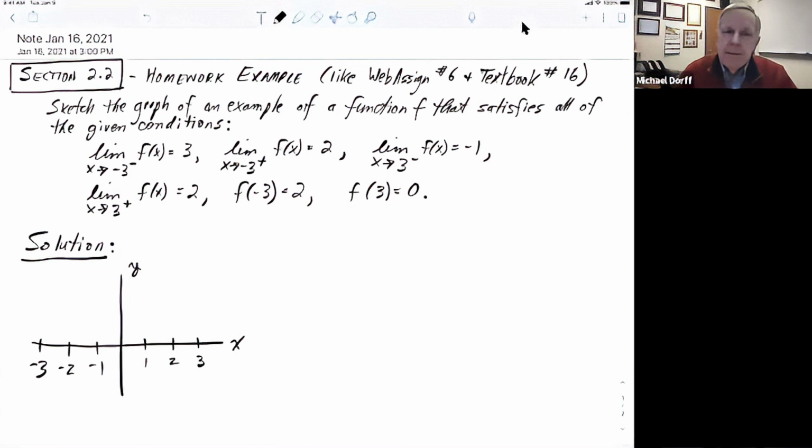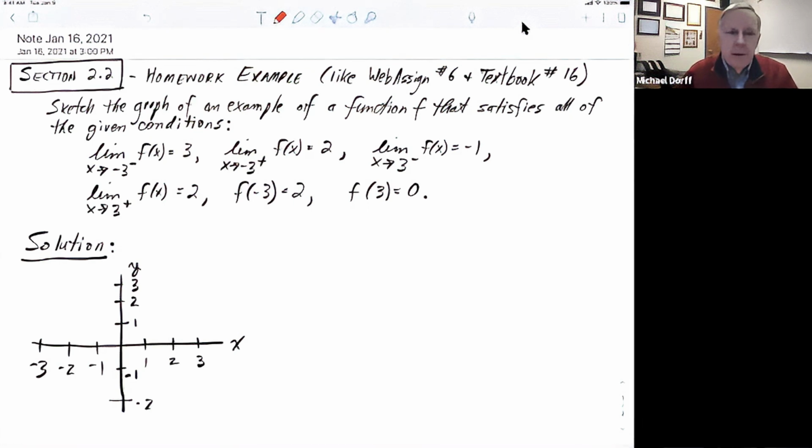All right, now I look at my y values. My y values are the ones that come after the equal sign. So I have a 3 and a 2 and a -1, a 2, and a 0. So I'm going to make sure that my y values go all the way up to a 3, go down to at least a -1. In this case, I'm just going to go ahead and do a -2 there also. Now I'm supposed to use these 6 conditions to sketch an example of a function that would satisfy all these.